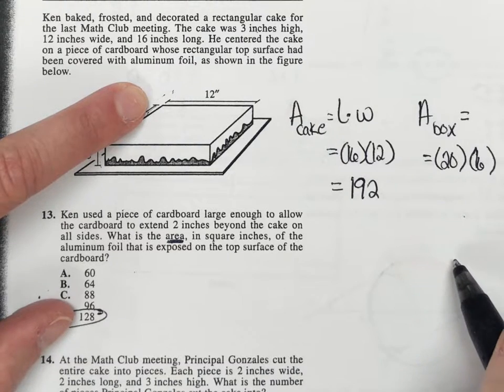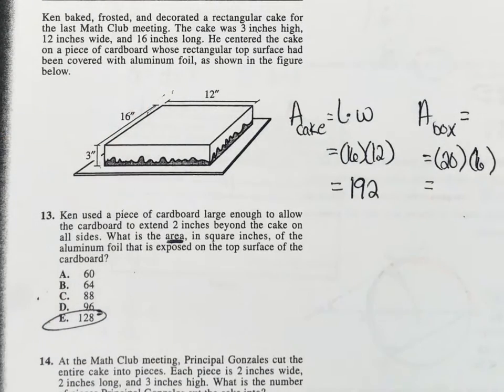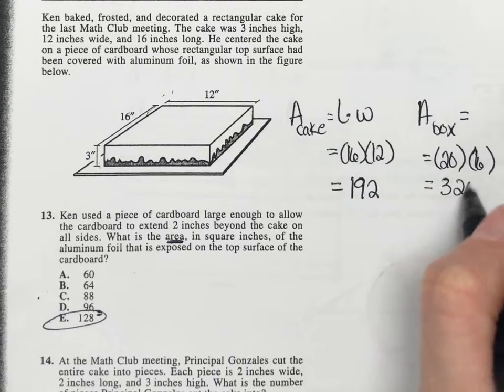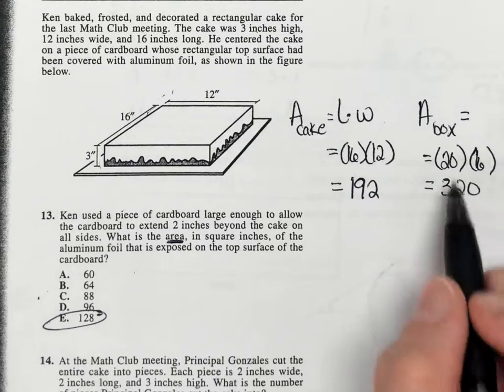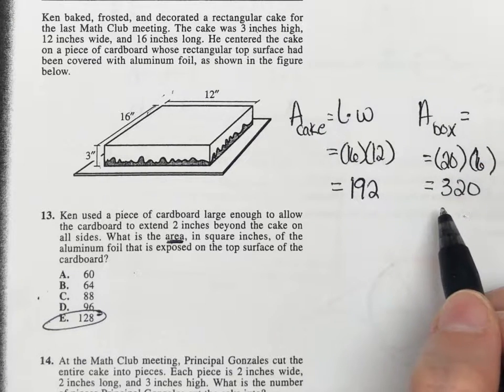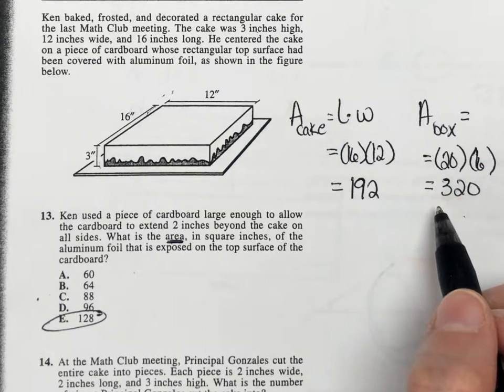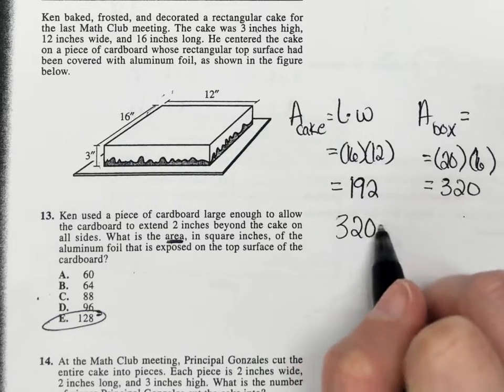Does that make sense to everybody? Then you just multiply those. That's 320. Well, that's the area of the whole box, right? How do I find the area of just the missing spot? You just subtract them.